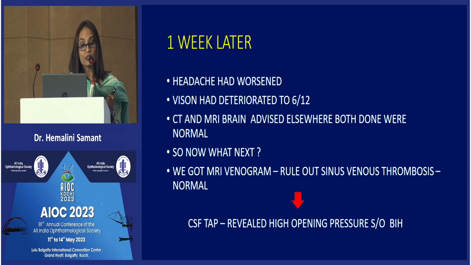One week later, the patient came back. The headaches had worsened. The vision had dropped to 6/12. She had gone elsewhere, and a CT and MRI were done.